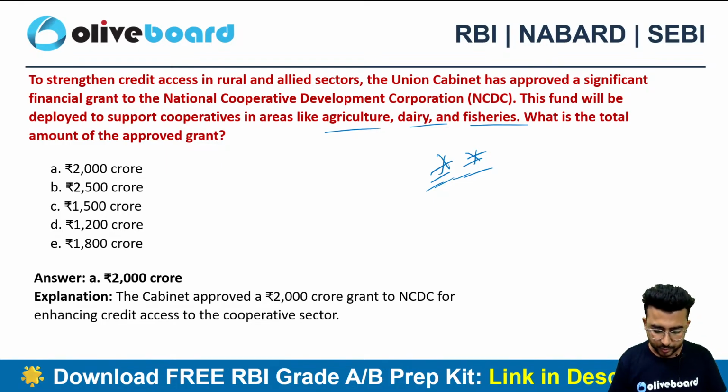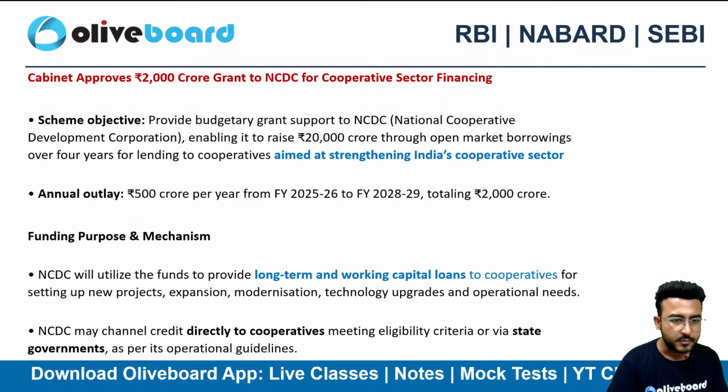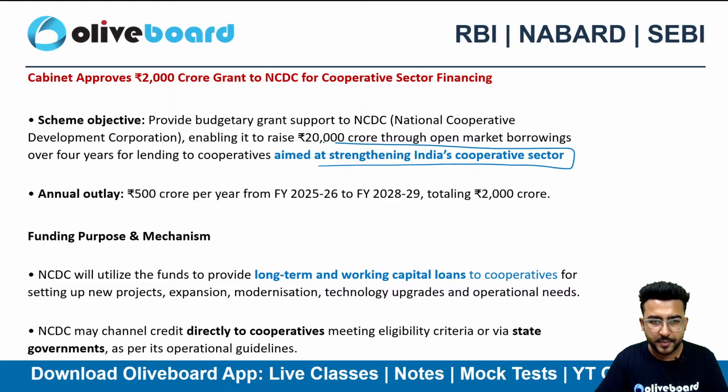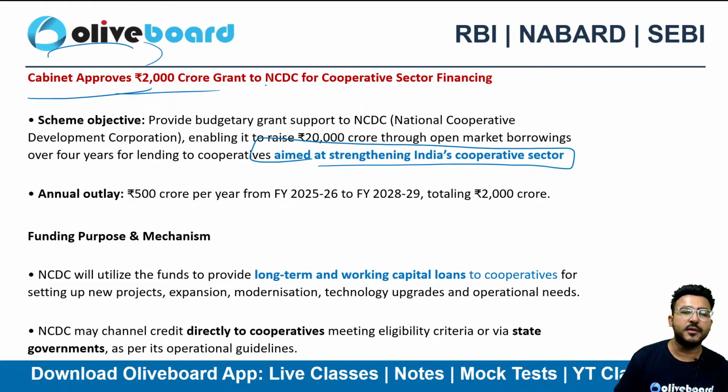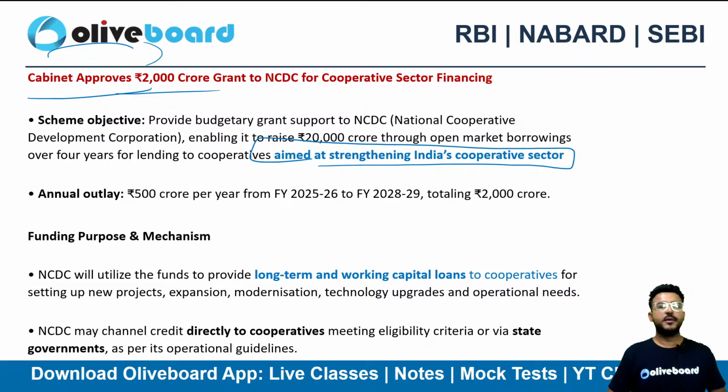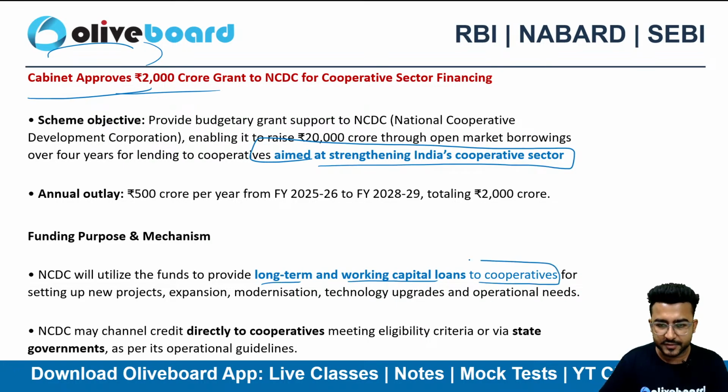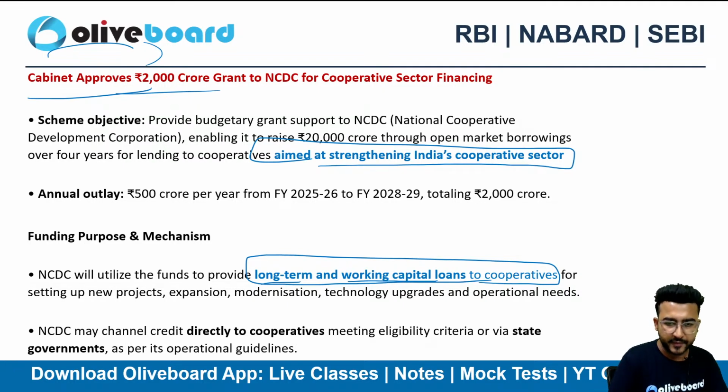2000 crore, perfect, 2000 crore. Very good. So here we have covered this particular news. What is the aim? Strengthening India's cooperative sector. So that's why the cabinet has approved a 2000 crore grant for NCDC for cooperative sector financing. Now how will the NCDC be utilizing it? To provide long-term and working capital loans to the cooperatives. So ultimately the money will be going to the cooperatives in the form of long-term and working capital loans, right?